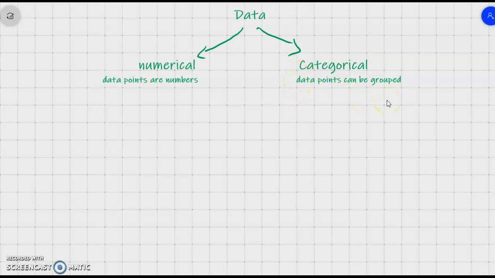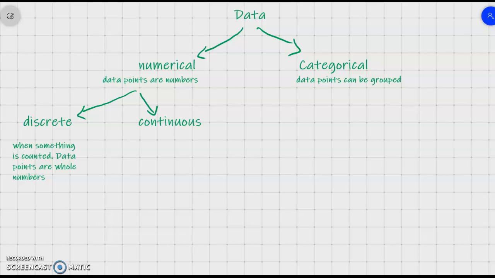Now, these can be further broken down again. So numerical data can be broken down into either discrete or continuous. Discrete is when we count, and it's generally in whole numbers. So, for example, how many siblings are in our household? How many cars are in the car park? You don't have half a car rolling up. It's a whole car or not a car at all.